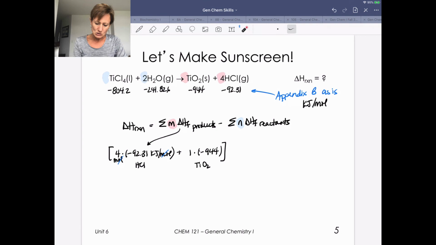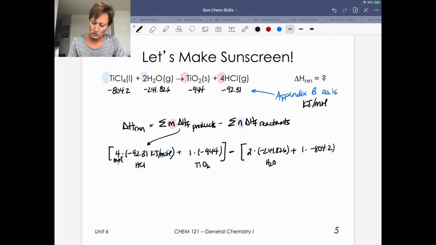So I am summing, that's what this really means. I'm summing the scaled up version of the delta H values for any of my products. And now I'm going to subtract, and I'm going to do the same thing here for the summed up values of any of my reactants. So I'm going to have 2 times minus 241.826 for my water. And now remember, I'm summing all of these up. So now it's 1 times minus 804.2 for my titanium tetrachloride.